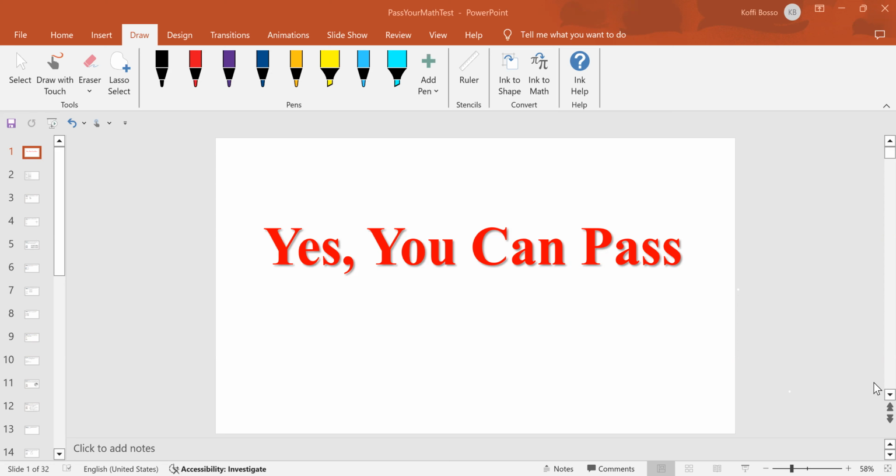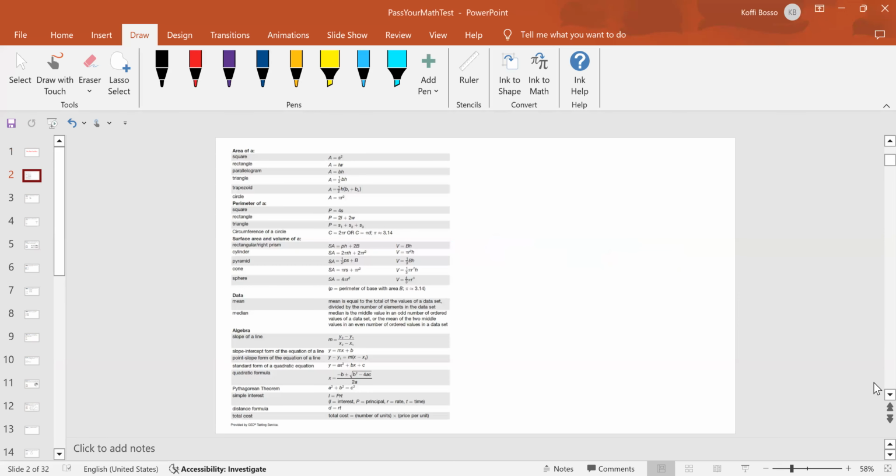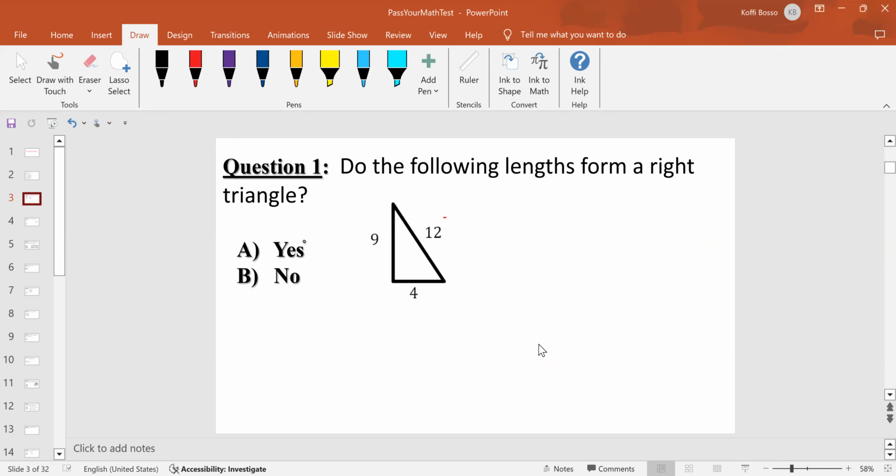Yes, you can pass your math test. Understand that here you find the list of formulas you need for the math test. But it's not to memorize anything because they will provide this to you. But it's very important to be familiar with the formulas, which is to know how to use them.